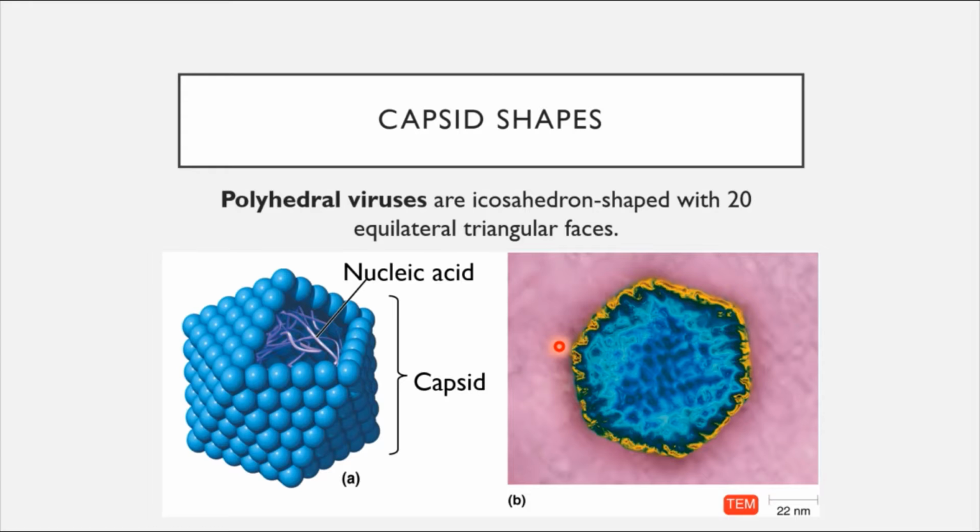But when you're looking at a polyhedral virus under the microscope, it often just looks like a regular hexagon because you cannot discern the 3-dimensionality of those 20 equilateral faces. All you can see is this basic hexagon shape.